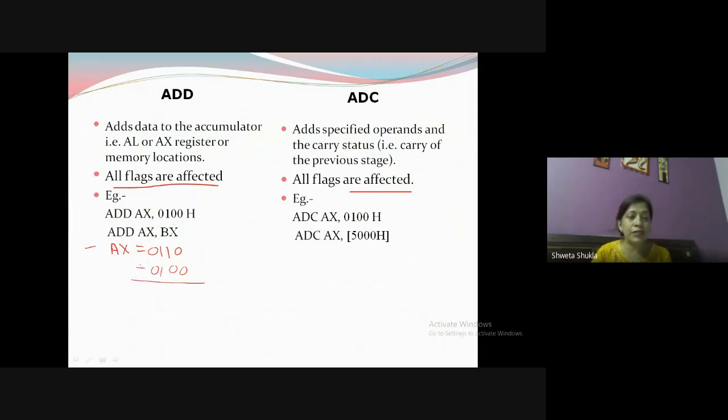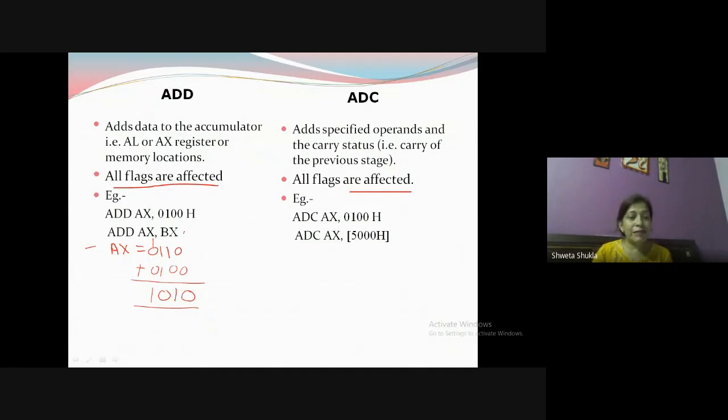So what will be the answer of this? 0 plus 0 will become 0, and 0 plus 1 will become 1, giving 101, then 110 with carry 1. So the final result you will get is 1010. Remember this thing.